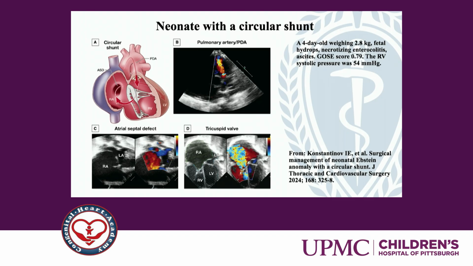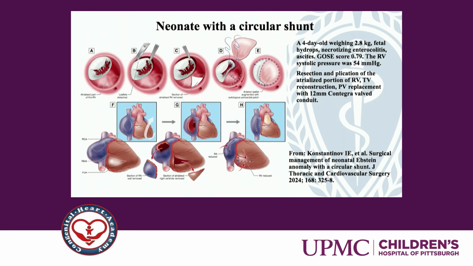Now I talk about some controversial patients, difficult patients with Ebstein anomaly. Neonate with a circular shunt. This was a 4-day-old child weighing 2.8 kilos with severe fetal hydrops, necrotizing enterocolitis, severe ascites. Great Ormond Street echocardiographic score was 0.79, and right ventricular systolic function was very good, generating good pressure. Thus, biventricular repair was performed.